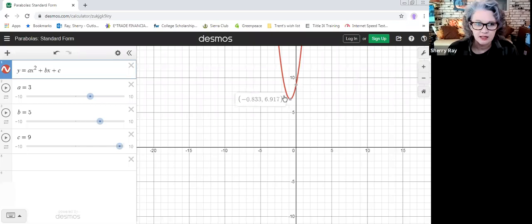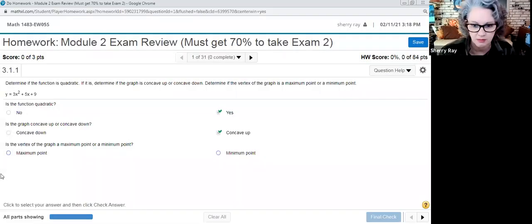So I want to show you something else that's kind of cool. I can also find x-intercepts. And I will get to a problem real soon where I use Desmos to find the x-intercepts. I'm going to go back to my math lab. And okay, so this has a minimum point because it opens up, and a minimum point is the bottom of the parabola.